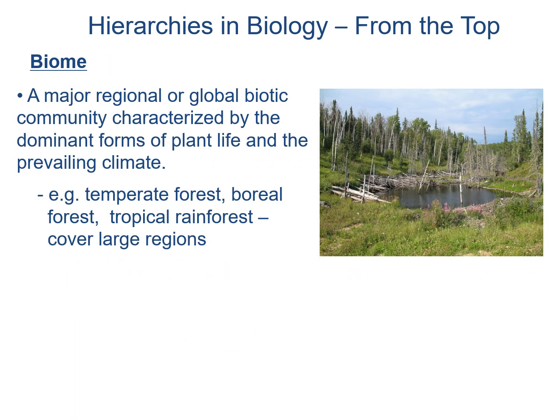Continuing on with our hierarchy, our next step down would be biomes. A biome is a major regional or global biotic community. And we can identify a biome by the types of plants that we see and the type of animal life that we see and the prevailing climate. So for instance, in the northern hemisphere, we have a band of boreal forest that wraps around the Earth. And above that, we have a band of tundra. And below that, we have a band of temperate forest, and then below that, tropical forest, etc.